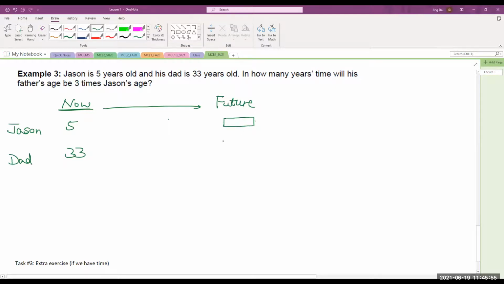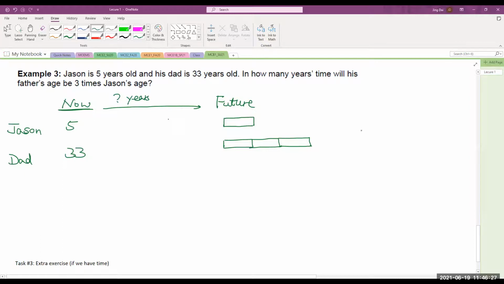So Jason, okay, we're going to build a model here. Jason is like this much, and his dad is going to be like this much. 1, 2, and 3. Does that make sense, guys? Very good. So the question is asking not about their age, but in how many years' time. So the question wants to know how many years is going to pass between now and the future that Jason's dad is going to be 3 times as old as Jason.